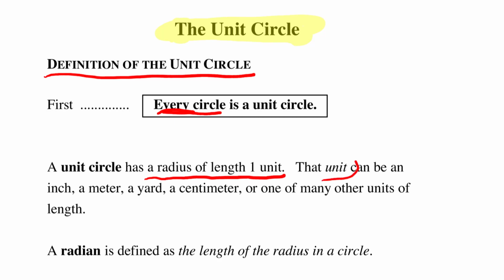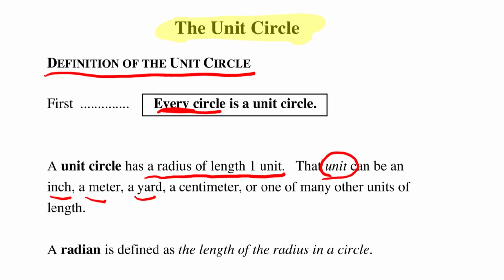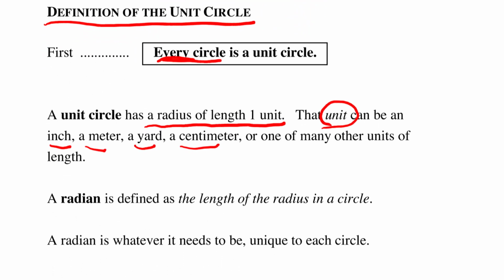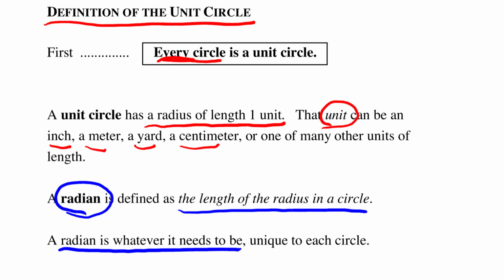Now, typically, that can be a unit of an inch, or a meter, a yard, or a centimeter. These are all units of length. But we have one new unit of length called a radian. A radian is unique to unit circles. In fact, in general, it is the length of the radius in a circle. And because circles come in different sizes, there is no set length for a radian. It is whatever it needs to be, unique to each circle.